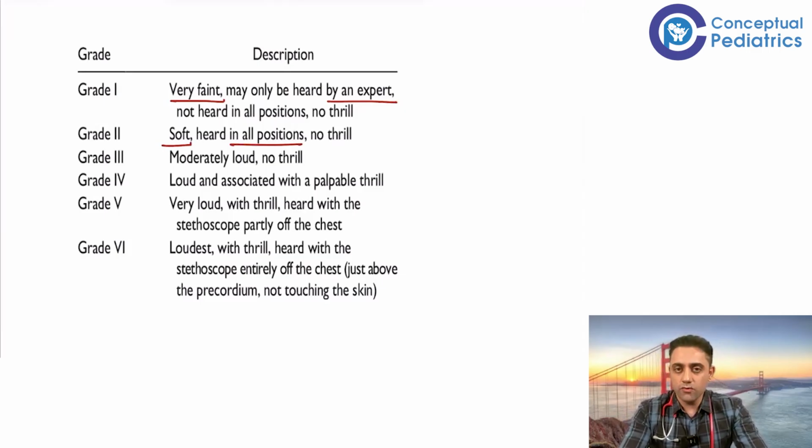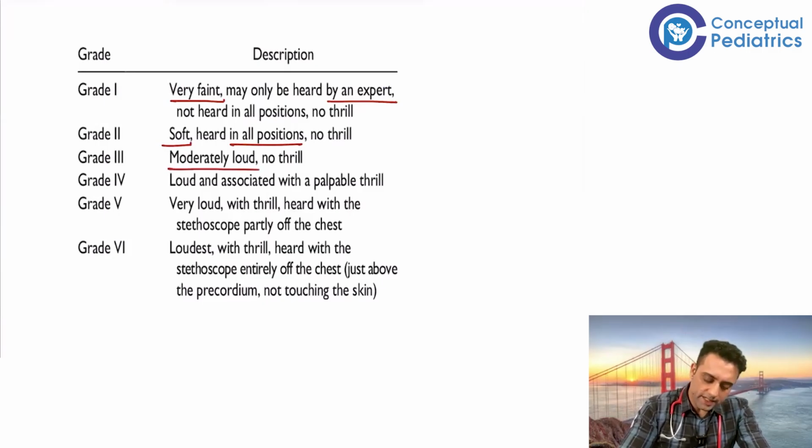What happened in grade 1? Who will tell me, what is the grade 1 murmur? Say it yourself, it is very faint. Grade 2 will be soft, and it will be heard in all positions. Say again, grade 2 is soft, heard in all positions. Moderately loud is grade 3 and loud is grade 4.